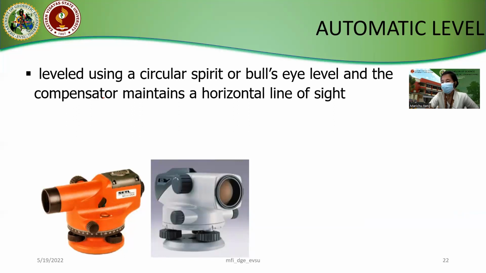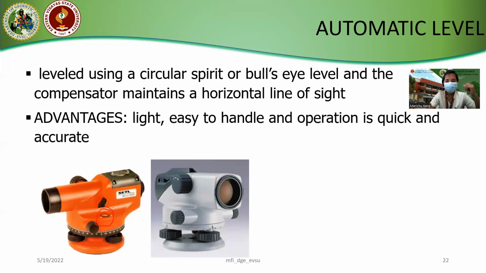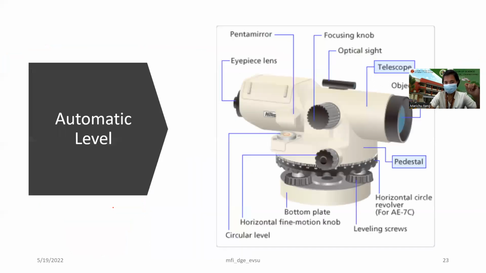Can you remember the total station that has a level vial? It is similar, with a circular level here. When the instrument is not level, the bubble of the circular level is not centered. So before it is used, it should first be centered on the circular bubble. The main advantage of this instrument is that it is light, easy to handle, and the operation is quick and accurate.